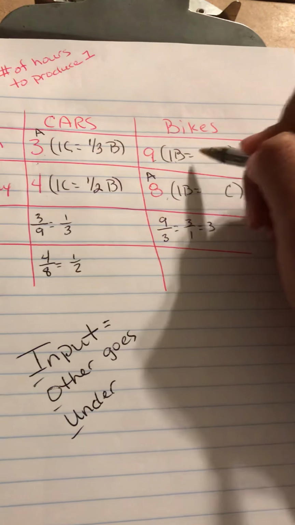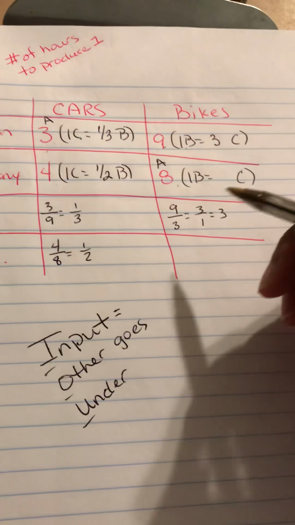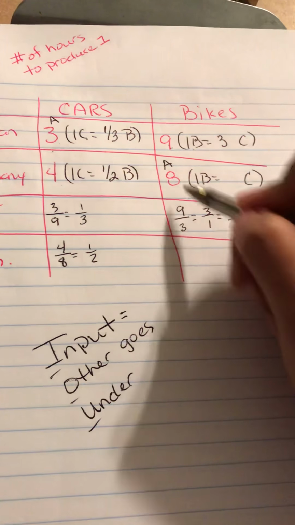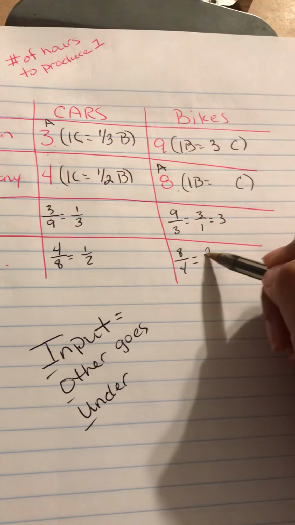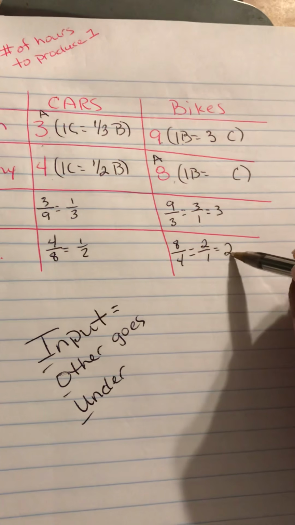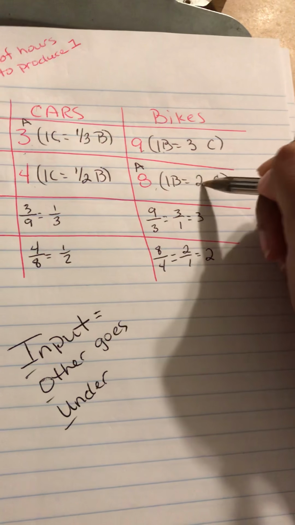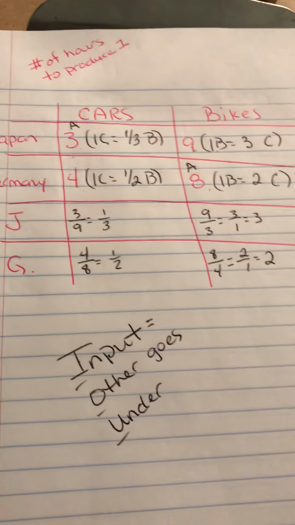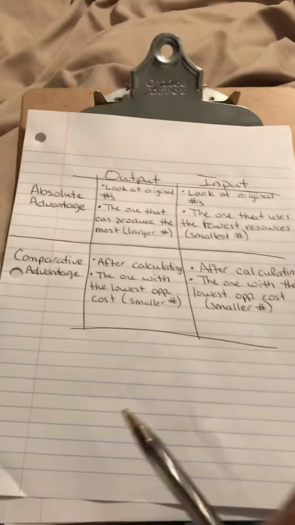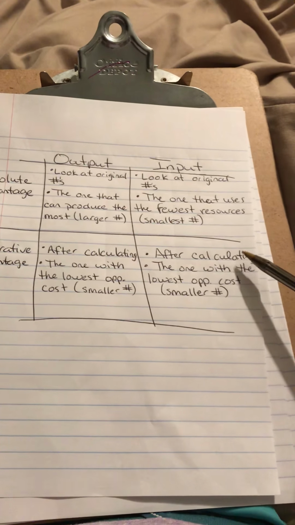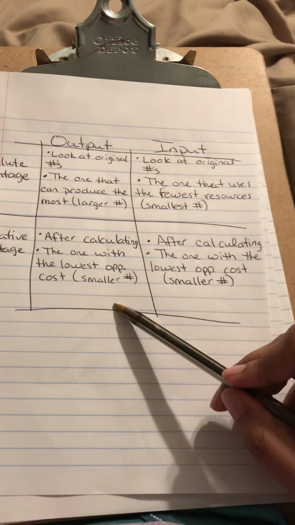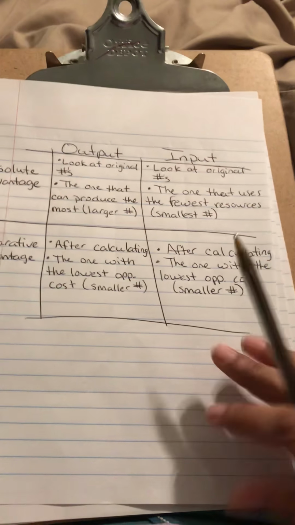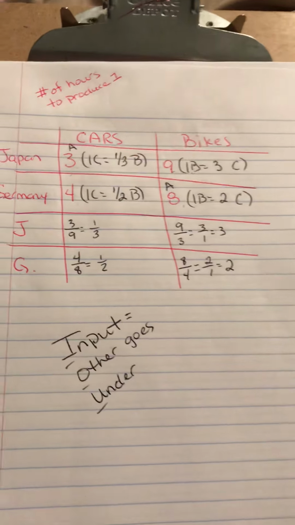So for every one bike, they give up making 3 cars, and then the 8, the other goes under. So for every one bike, they give up making 2 cars. So if you remember, in an input question, comparative advantage is, after the calculations, which one has the lowest opportunity cost. We're still the same as the output method. So the smaller number is what we're looking for.